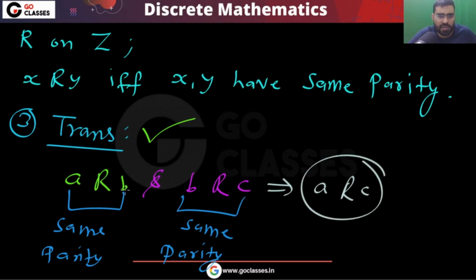Very simple. If b is odd, then definitely a comma c will be odd, so a will be related to c. If b is even, then definitely a comma c will be even. Then this will be satisfied. So whatever you do, you can notice that the transitive property is also satisfied.